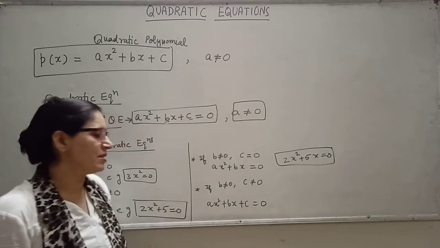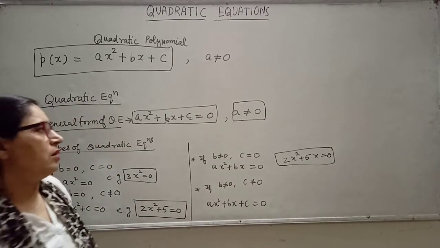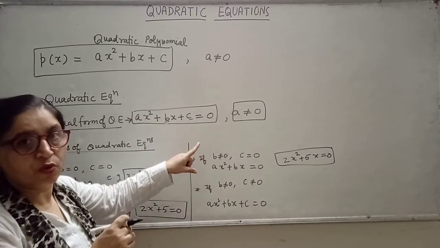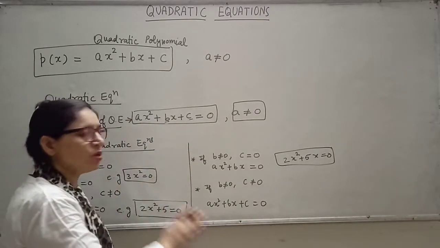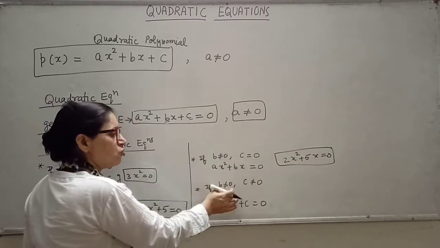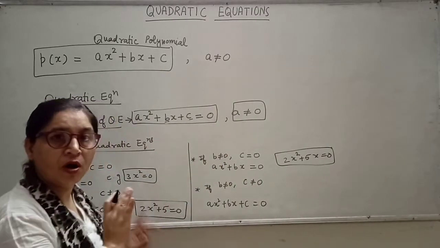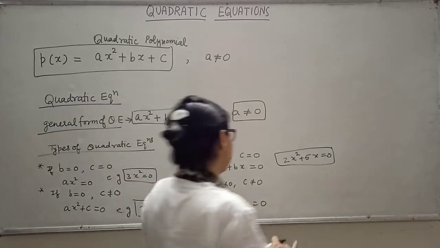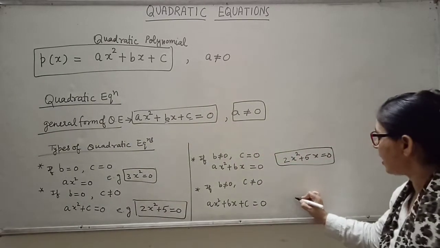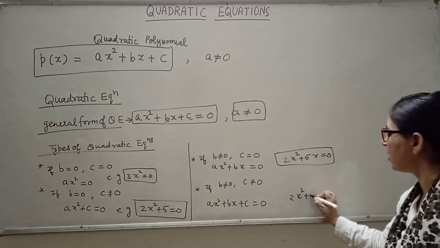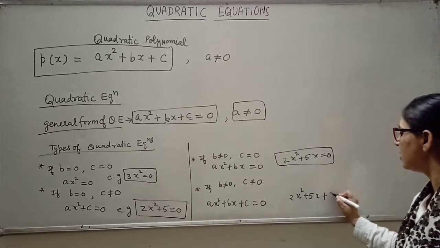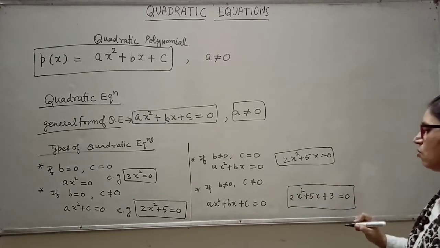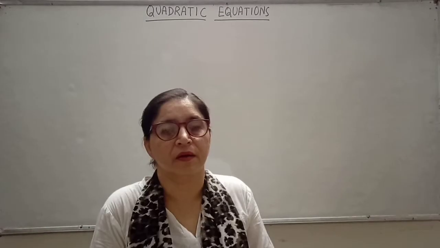Now the last type is where none of a, b, c are going to be 0. Not even one is 0. a is non-zero, b is non-zero, c is non-zero. All these coefficients a, b and c are non-zero. In this case, for example, 2x square plus 5x plus 3 equal to 0. This is also a quadratic equation.